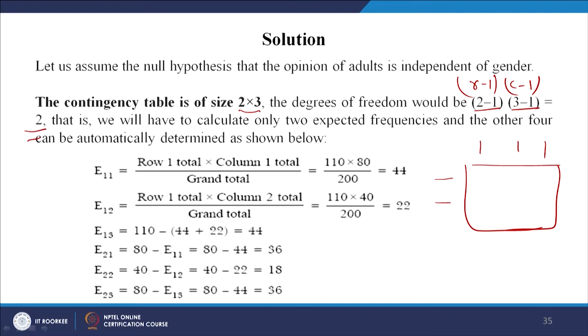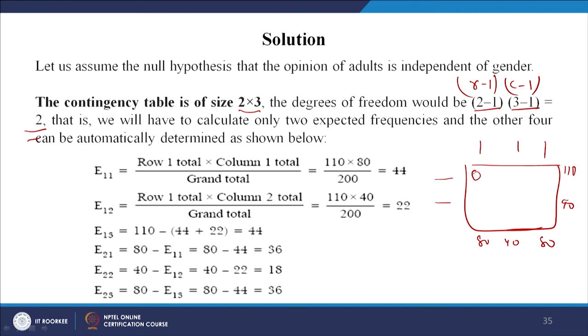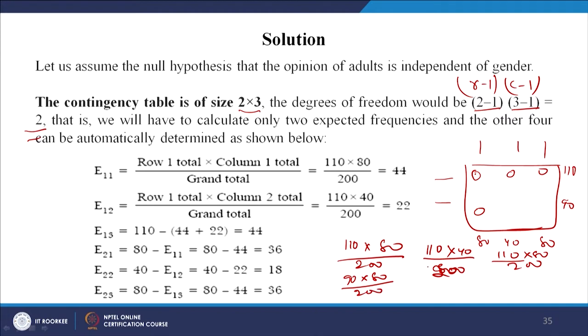Let us see how. So, the expected frequency for the first cell, let us say this one, is row total times column total divided by the grand total. So, which was how much? Let us bring it here: 110, 90, that was 80, 40, 80. So, in this case, how much is it? 110 into 80 divided by 200. Now, this case, how much? 110 into 40 divided by 200. This case, 110 into 80 divided by 200. Similarly, this case, 90 into 80 divided by 200. This one, 90 into 40 divided by 200. Third one, 90 into 80 divided by 200.